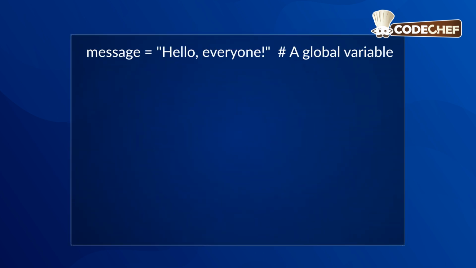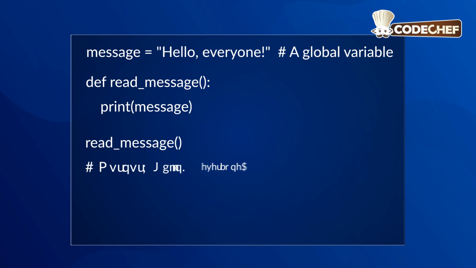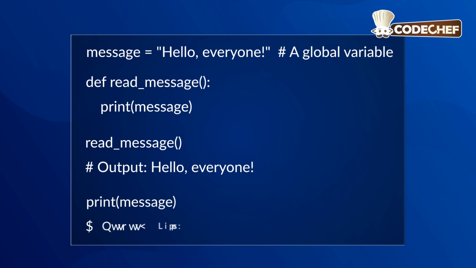Now for a global variable. message is defined outside of our function. When we call the function, it can easily access and print that variable. This is perfectly valid, as a function can read global variables.